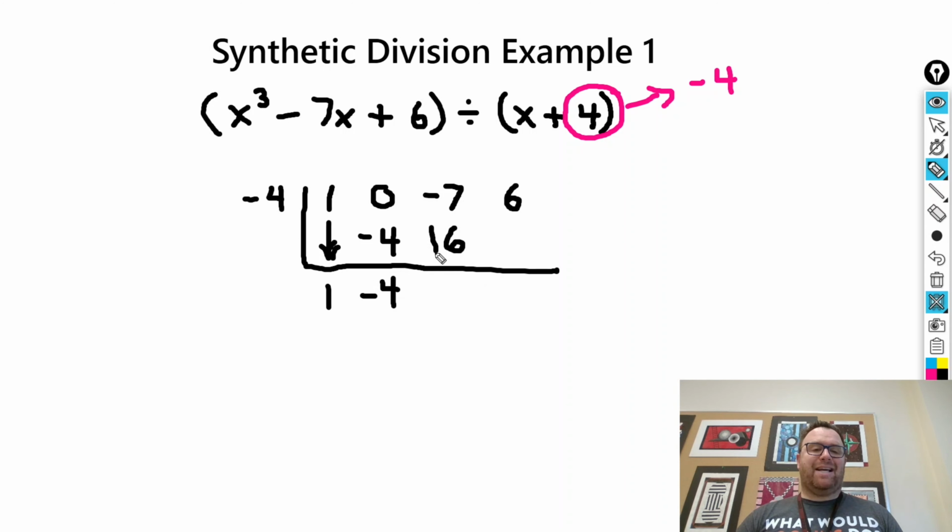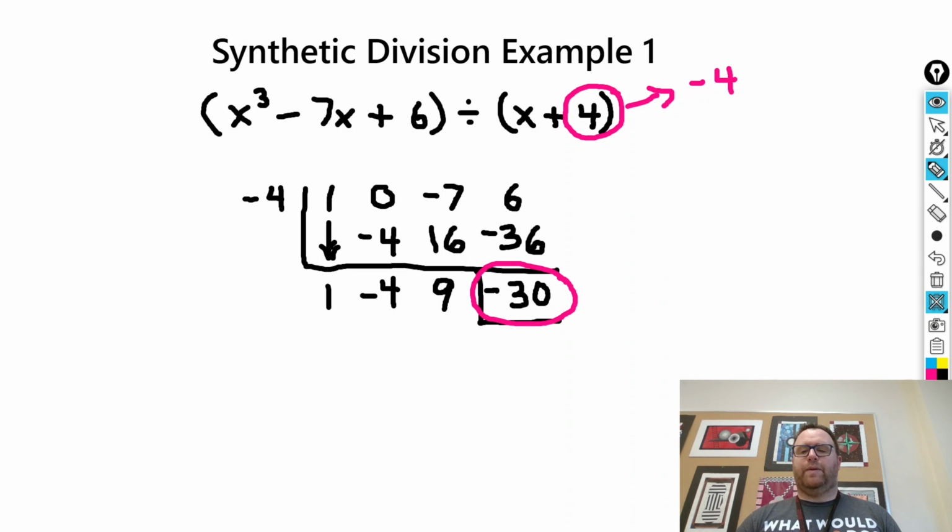Next up, I'm going to add negative 7 and 16. That's going to add to positive 9. And then I'm going to take negative 4 and multiply it by 9 to get negative 36. I'm going to do 6 plus negative 36 to get negative 30. And this last number here, I'm going to just draw a little separator here, because this last number, the negative 30 here, that is the remainder.